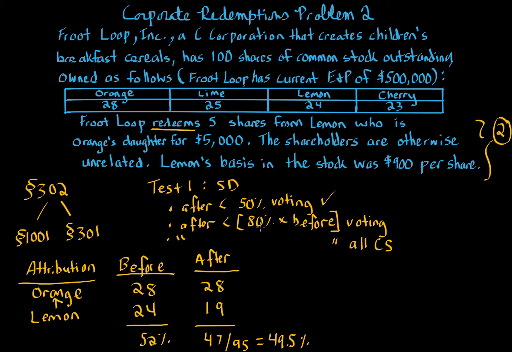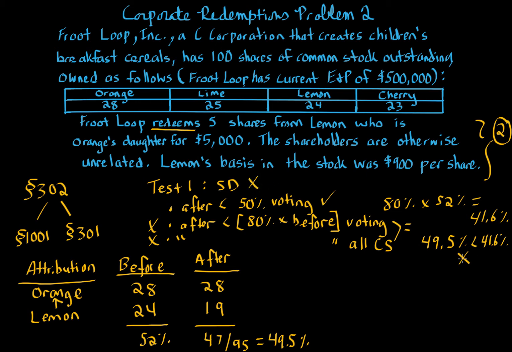What about the 80% times before? And again, remember that these two are going to be the same test because we only have one class of common stock here. It's all voting. So if we take 80% times 52%, we get 41.6%. So the test is, is 49.5% less than 41.6%? And the answer is no. So it fails these two tests, and therefore test 1 fails.